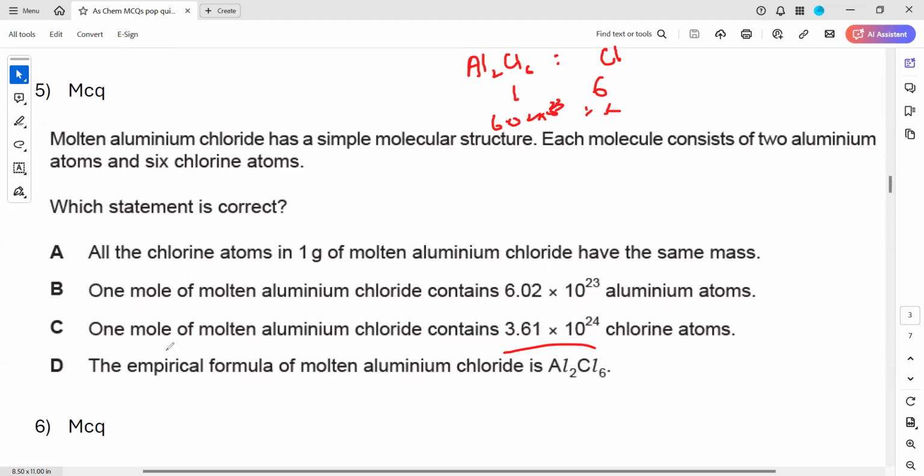What about option D? The empirical formula is Al2Cl6. That is wrong. Why? Because the empirical formula is the simplest ratio. If we have Al2 and Cl6, what is the simplest ratio between 2 and 6? The simplest ratio will be 1 and 3. So the empirical formula should be AlCl3. Is it clear now?